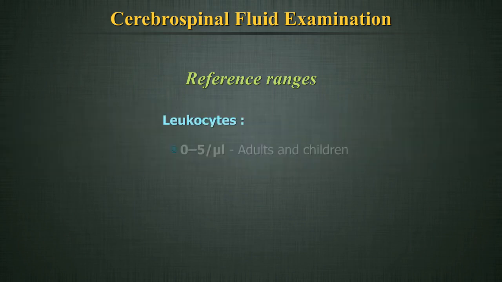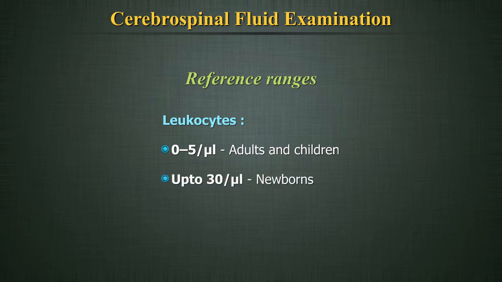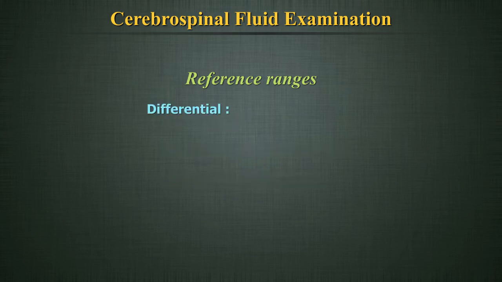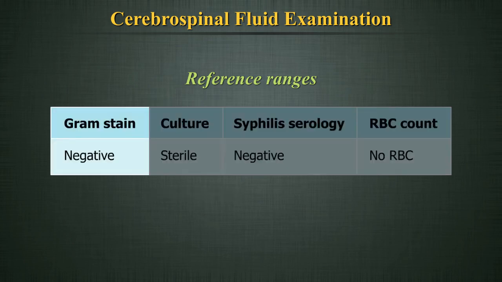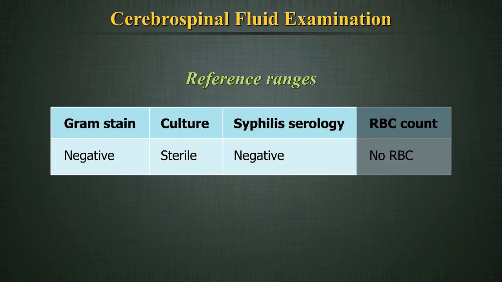Leukocytes 0 to 5 per microliter in adults and children, up to 30 per microliter in newborns. Differential counts 60 to 80% lymphocytes, up to 30% monocytes and macrophages. Other cells 2% or less. Monocytes and macrophages are somewhat higher in neonates. Negative gram stain. Culture should be sterile. Syphilis serology should be negative.